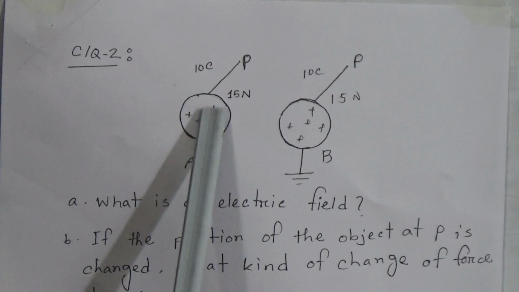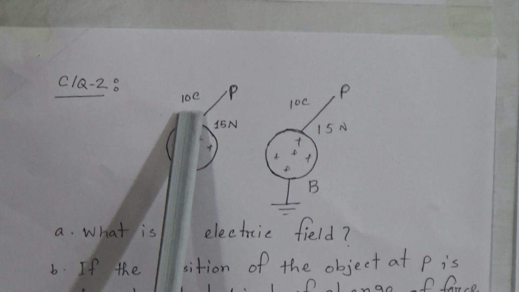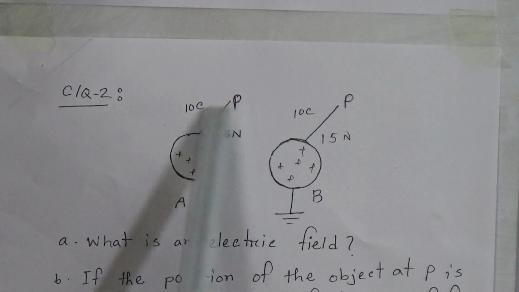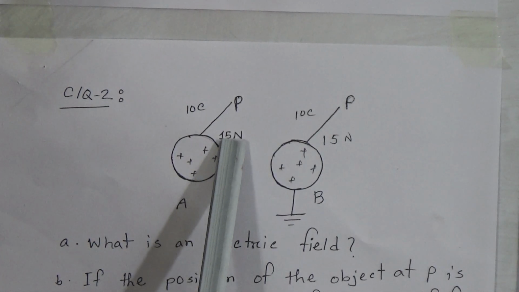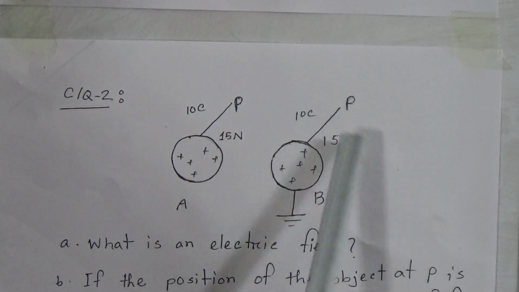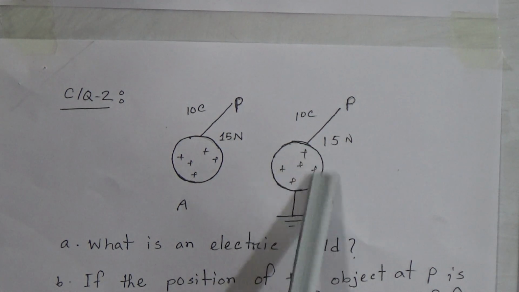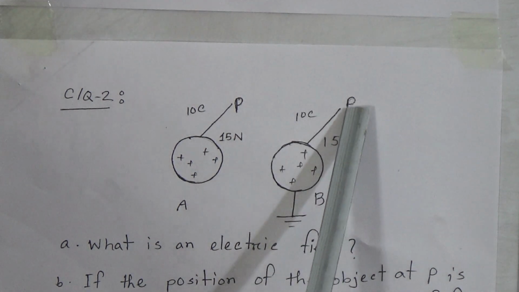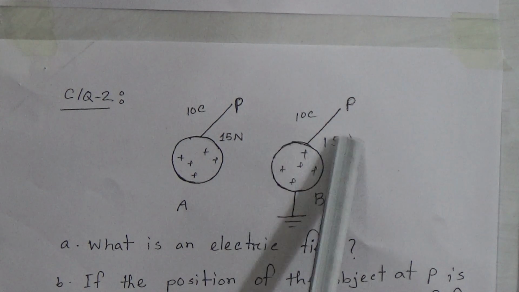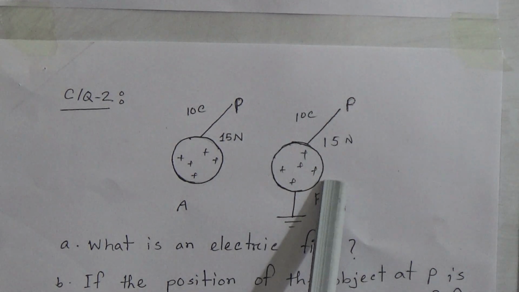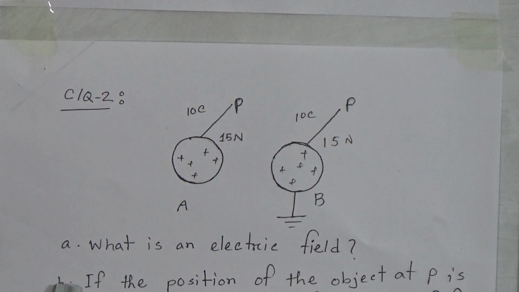Here, given some positive charges, here 10 coulomb, this is the point P, and here the force is 15 Newton. And in figure B there are some positive charges, this is the point P, and here 10 coulomb and the force is also 15 Newton.